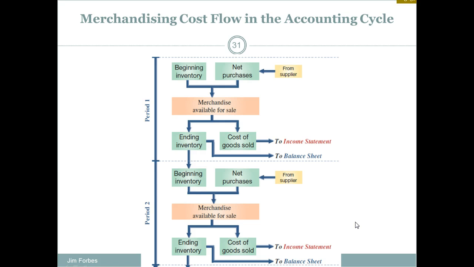So let's look at the merchandising cost flow from an accounting cycle. It becomes repetitive for every period. But again, you start with beginning inventory, you add your net purchases from your supplier. Now you have merchandise available for sale total. You then take away your cost of goods sold to have your ending inventory. This goes to your income statement, this goes to your balance sheet, and that inventory now becomes the new beginning inventory for the next period, and then it repeats itself. Typically this is done on a monthly basis.